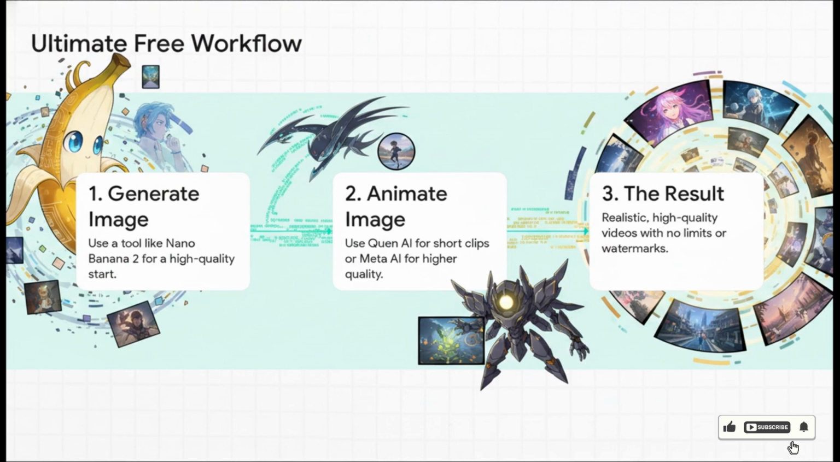And that brings us to the ultimate free workflow. It's actually pretty simple. Step 1. Generate a really high-quality image using a free tool like Nano Banana 2. Step 2. Animate that image. You can use Kling AI if you just need a quick clip, or jump over to Meta AI if you want higher quality. The beauty of this combo? You get fantastic, realistic, high-quality results with absolutely no watermarks.